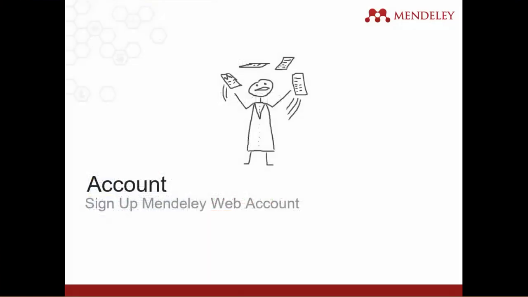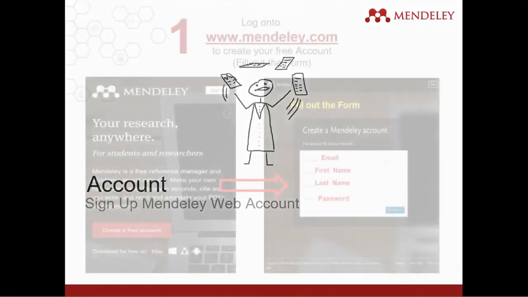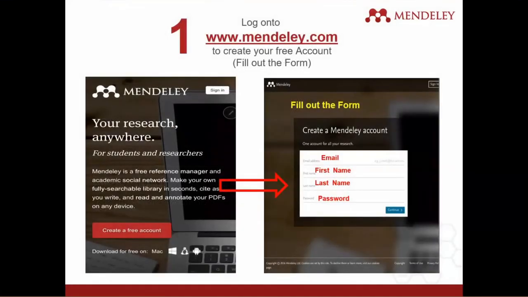The first thing you will need to do is create an account. It's completely free and only takes a few seconds. You must have a Mendeley account in order to use the software. For those who already have one, please log on to your Mendeley account. For those who still do not have an account, first go to www.mendeley.com to create your free account. Then fill out the form. After that you will see this interface.